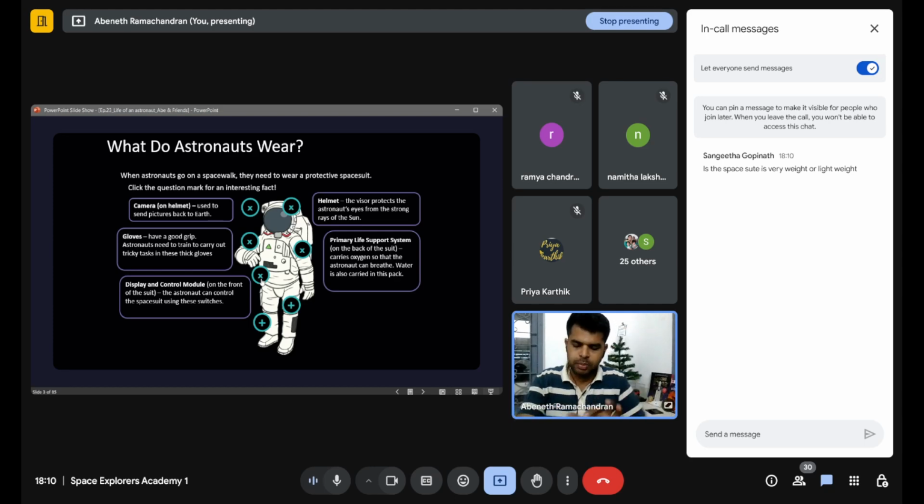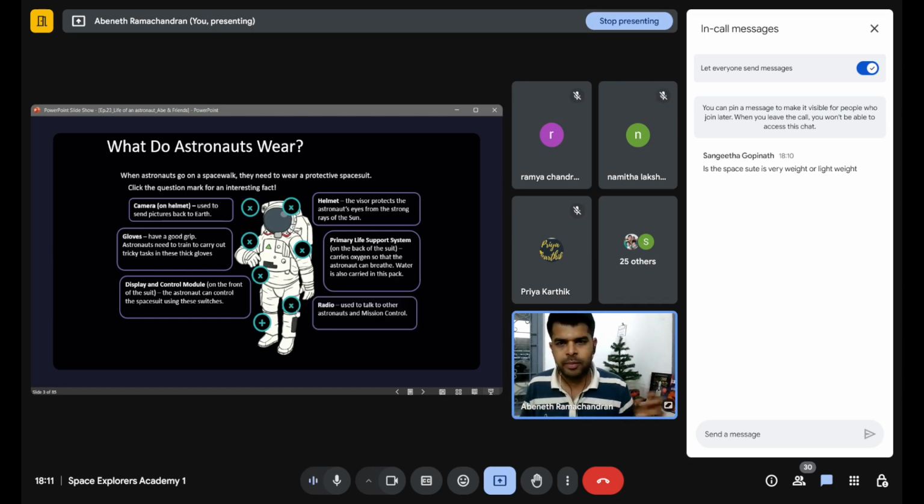There is also a display control unit on their hand which they can use to control everything. There is a radio communication system. There is a very small microphone, like the one I am wearing right now. You can use it to communicate with the ground systems and ground control. Apart from that, there is the entire thing which is combinedly called the space suit.